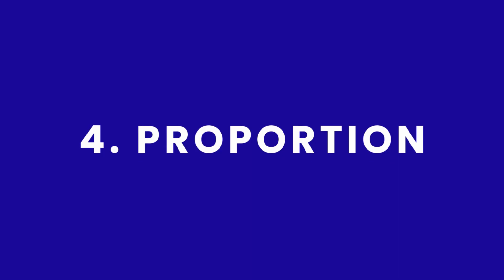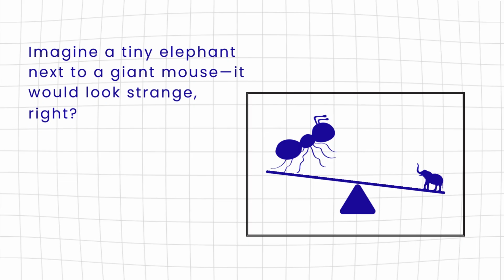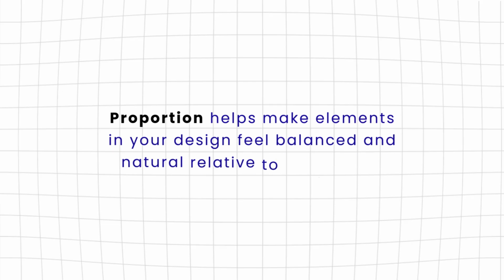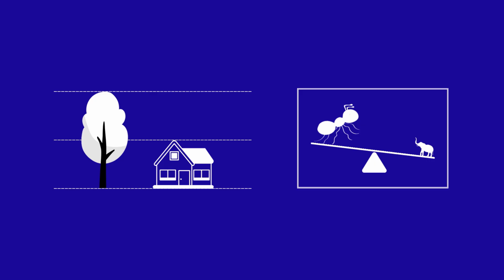The next one is proportion. Proportion is all about size relationship. Imagine a tiny elephant next to a giant mouse. It looks very strange, right? Proportion helps make elements in your design feel balanced and natural relative to each other. You can see this looks very odd. Yeah, this elephant and ant look very odd. It doesn't even make sense in your design. So proportion is very important in design.